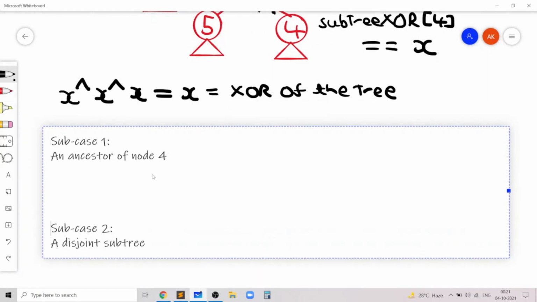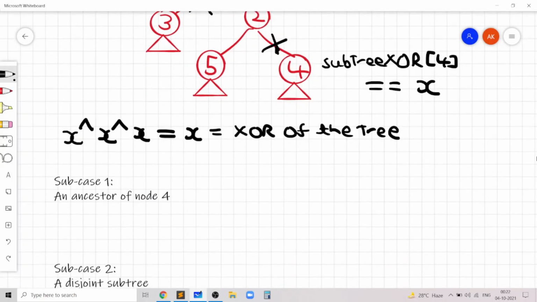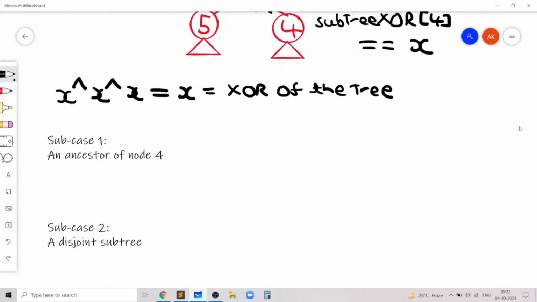So basically what this means is that the 2 cases, so for example, let's say that we chose to delete another edge 1 to 2, so then that is an ancestor of the edge 2 to 4. So that's one case, so that falls under subcase 1. And an example of subcase 2 will be this edge. So if we choose to delete that edge from 1 to 3, then that would be a disjoint subtree. So that's what I mean. So basically all the edges which we can delete fall under one of these 2 subcases. So let's try to solve the problem for each of these 2 subcases.